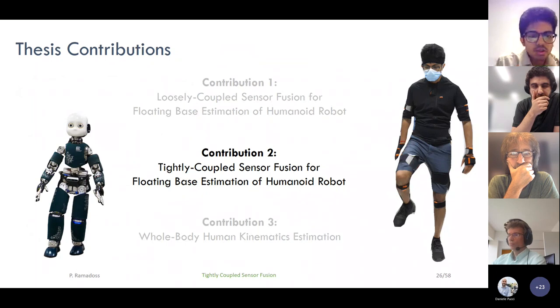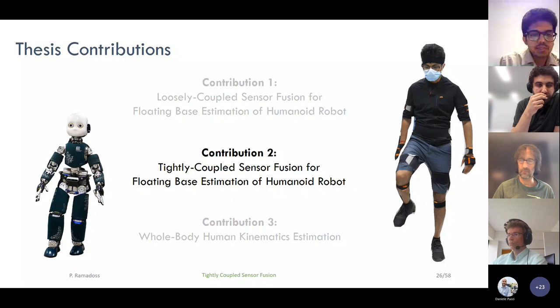I move on to the second contribution, which is the tightly coupled sensor fusion for floating base estimation of humanoid robots. And the comparison with the previous contribution is done in this section.